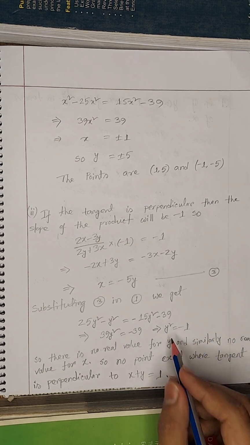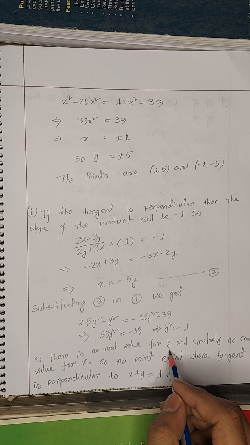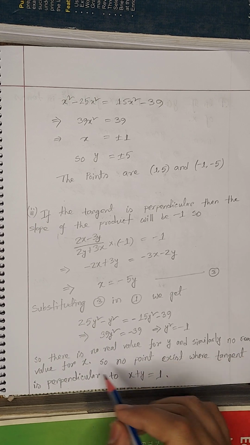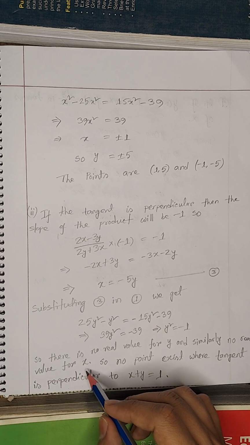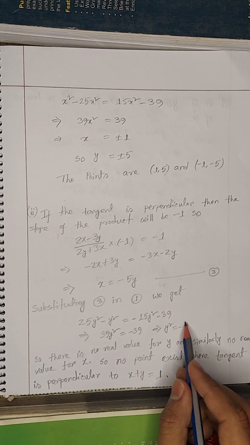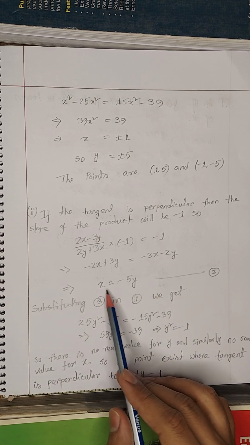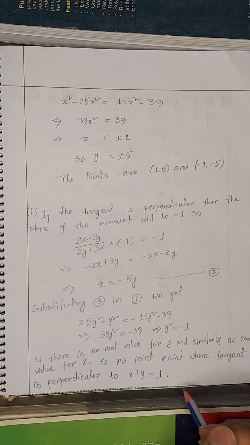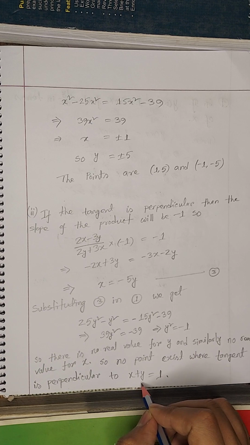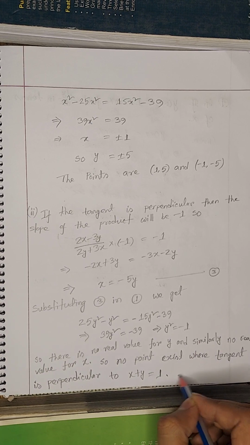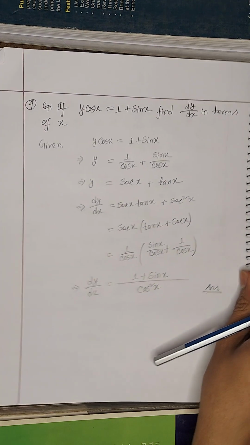So since the value of y² is minus 1, there will be no real value for y, right? And similarly we will not get a real value for x, right? Since the value of y will not be real, the value of x will also not be real. So no point exists where the tangent is perpendicular to x + y = 1. Now we are going to another problem.